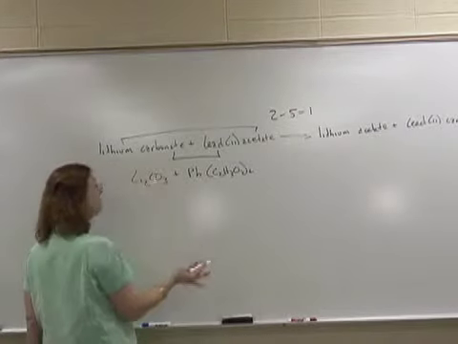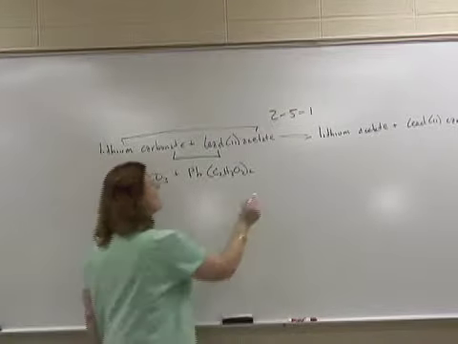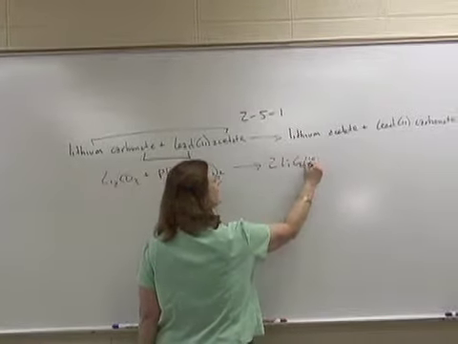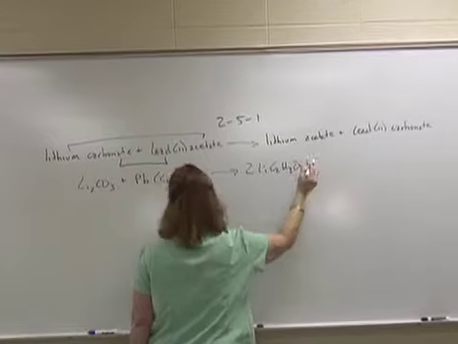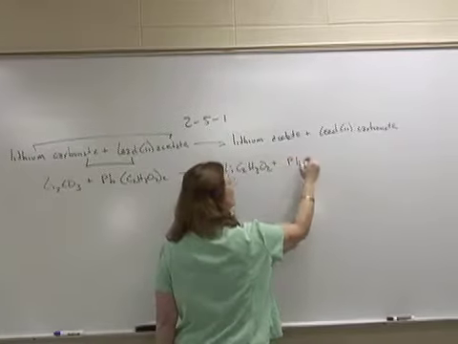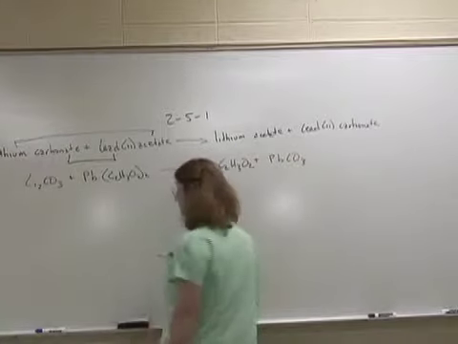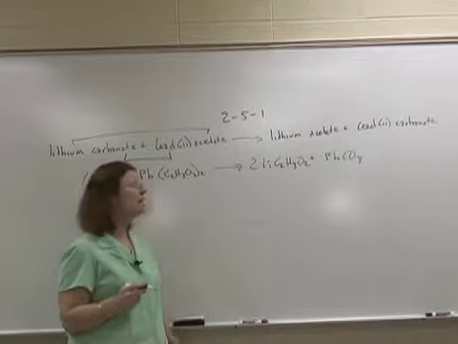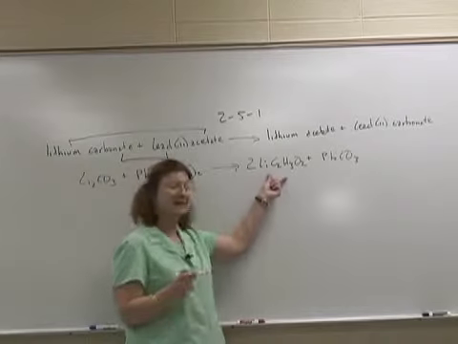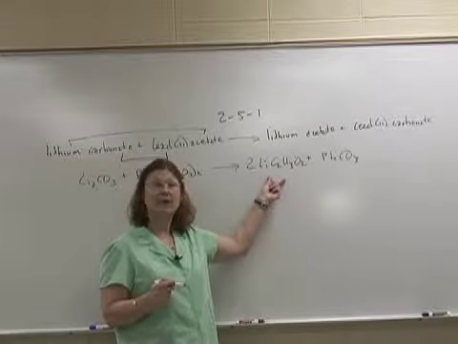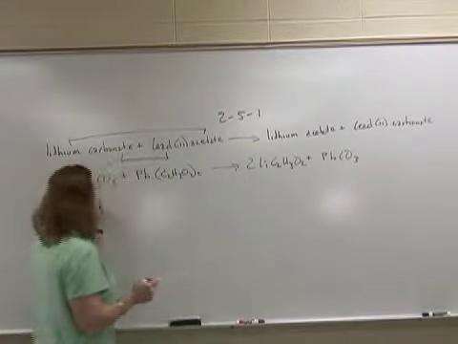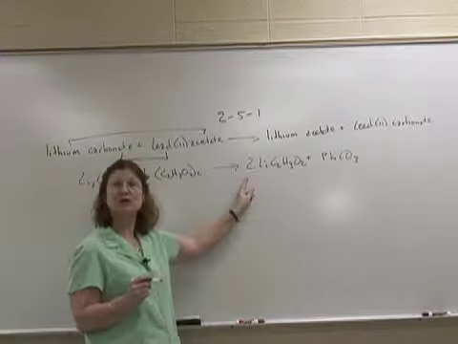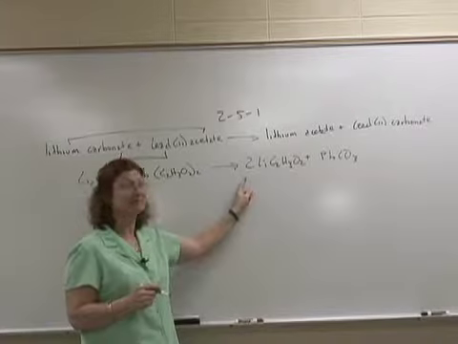Now the inners and the outers are trading places. Therefore I get 2 lithium acetates and lead 2 carbonate. Lithium is +1 and acetate is -1. Therefore, it's just lithium acetate written in this form. And because I had 2 lithiums over here to balance with the carbonate, I had to put a coefficient 2 in order to balance the number of atoms.